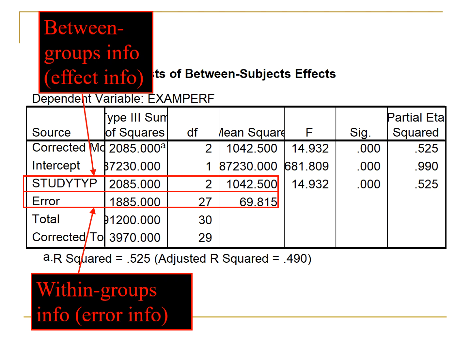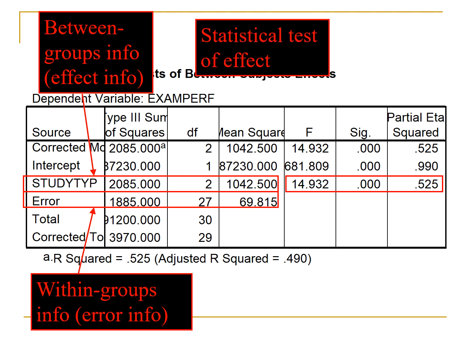Once we have that value, our study type effect mean square is 1042.5, and our error is 69.815. We divide the top number by the bottom number, and that gives us our F. Our F is 14.932, with a significance of 0.001 or less, and a partial eta squared of 0.525. Again, a reminder, this is the omnibus test. It says that there is a significant difference somewhere, which allows us to do additional testing to find out where that difference is.